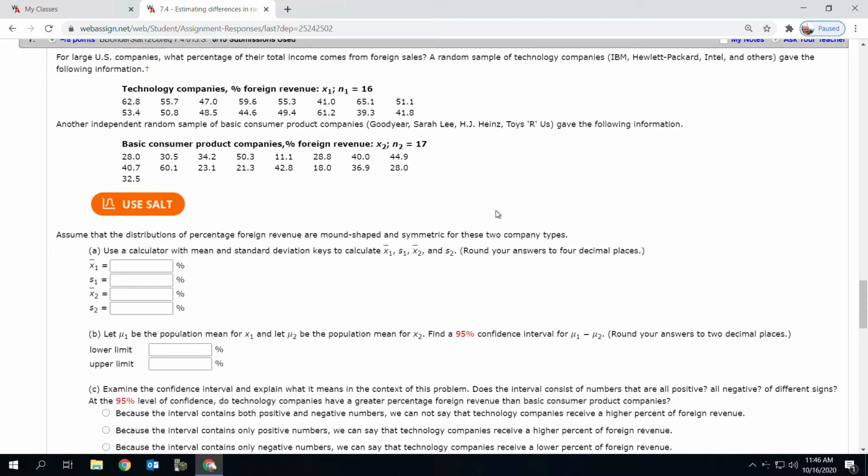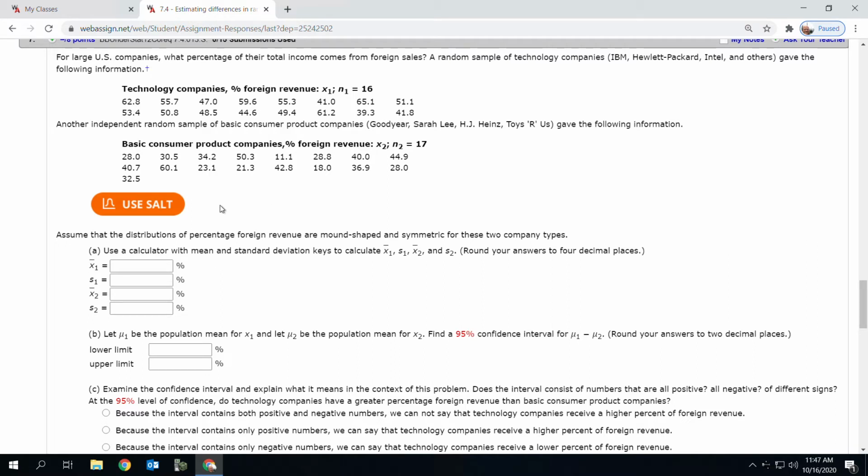All right, so down underneath where you see that use SALT icon, we assume that the distributions of percentage foreign revenue are mound-shaped and symmetric for these two companies. We are not given population standard deviation, and since we're going to compare these two, we need to get an average and standard deviation for each group. That's these first four boxes.